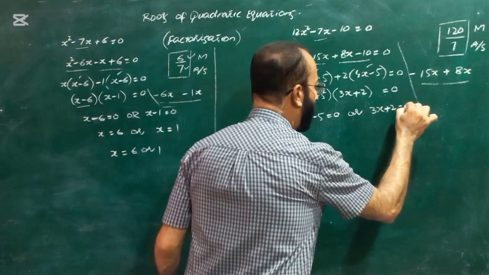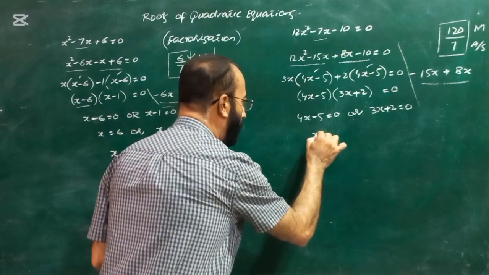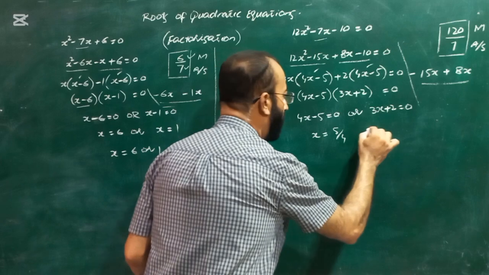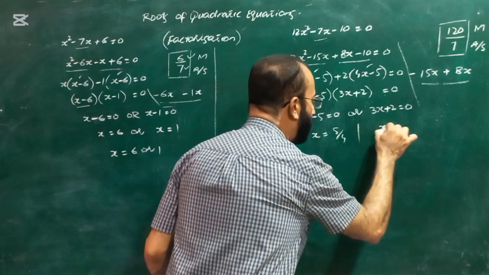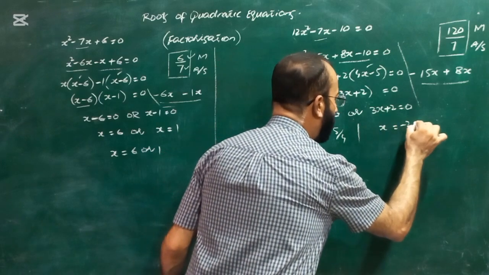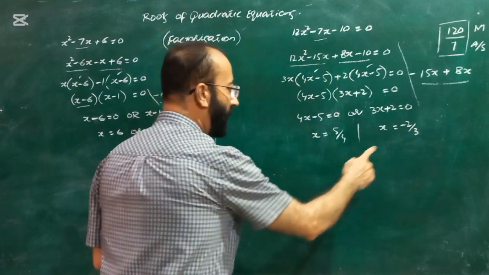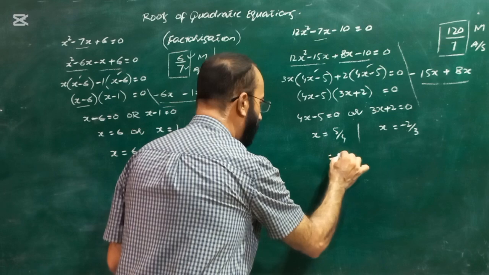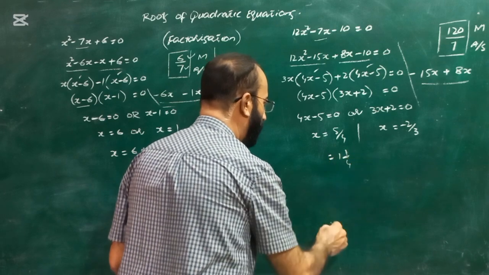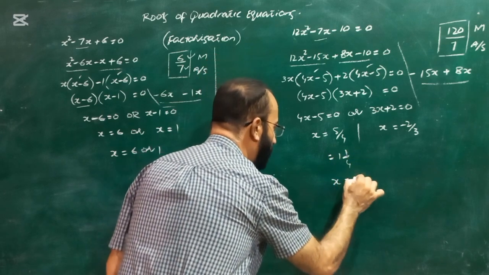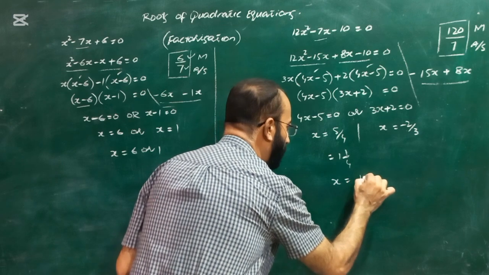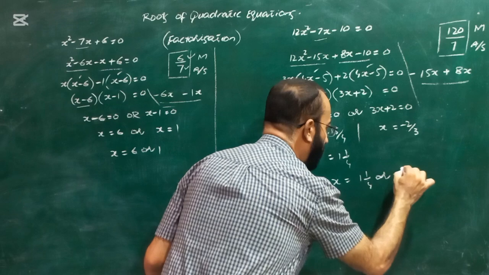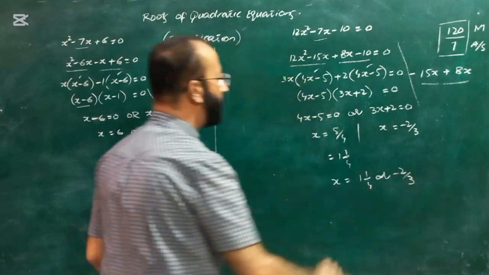And from here, x will be found. So from here, x will be equal to 5 by 4. And from here, x will be equal to minus 2 by 3. Because this is a proper fraction and this is an improper fraction, 5 by 4 is 1 whole number 1 by 4. So the x answers are 1 whole number 1 by 4 or minus 2 by 3. So these are the answers.